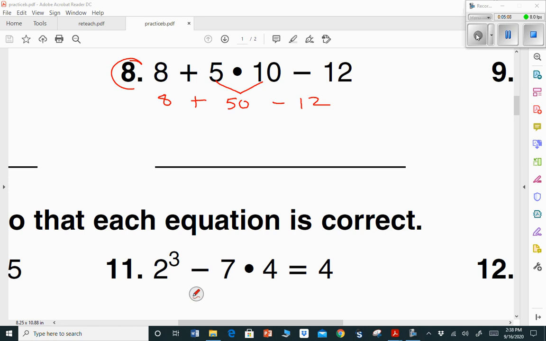Now we have two operations left, addition and subtraction. We're supposed to do addition and subtraction in order from left to right. The addition is on the left, so we're going to do that one first. 8 plus 50 would be 58. Bring everything else down. Don't do another thing in that step. Now we're left with only one thing left, and 58 minus 12 would be 46.